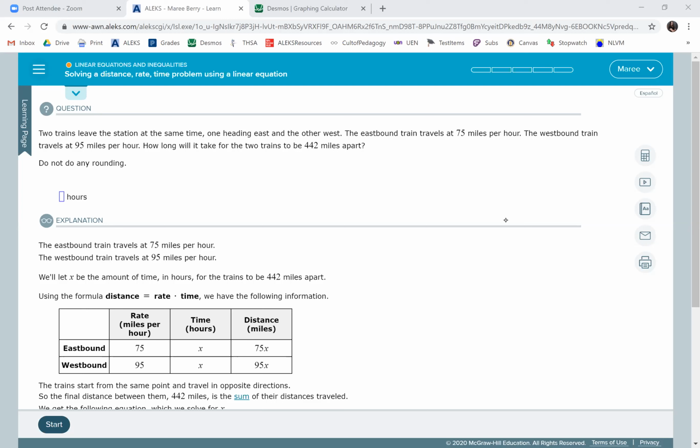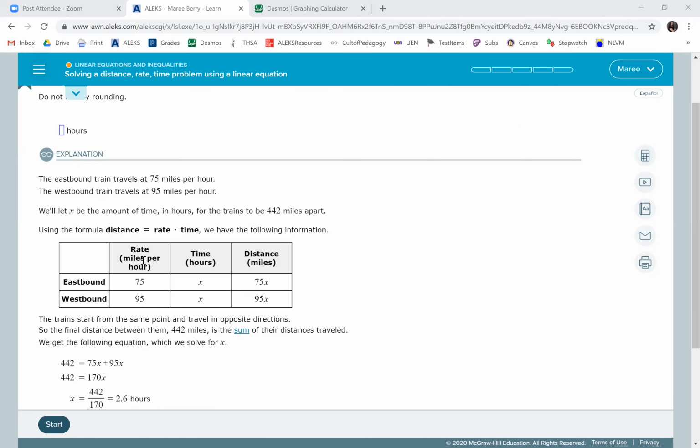The eastbound train travels at 75 miles per hour. The westbound train travels 95 miles per hour. How long will it take for the two trains to be 442 miles apart? Do not do any rounding. Okay, so if we write down the rate and time for each eastbound and westbound, we have 75 and x. So the distance that they go are going to be 75x and 95x.